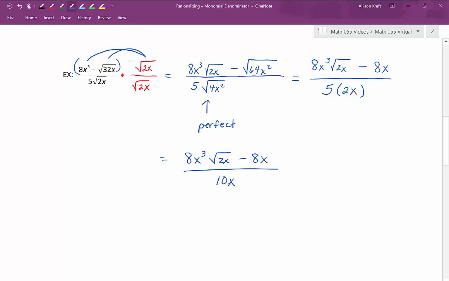10x. Now we want to look at the fraction overall and see if we can simplify it. There's two different ways we can approach this. You can try to factor the numerator and denominator and then cancel common factors. I find that people have trouble with this, especially with the radicals. So another way to approach this is to break it up into two separate fractions and then simplify each fraction.